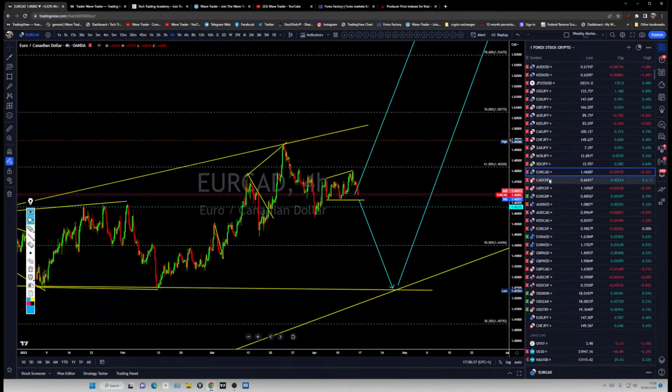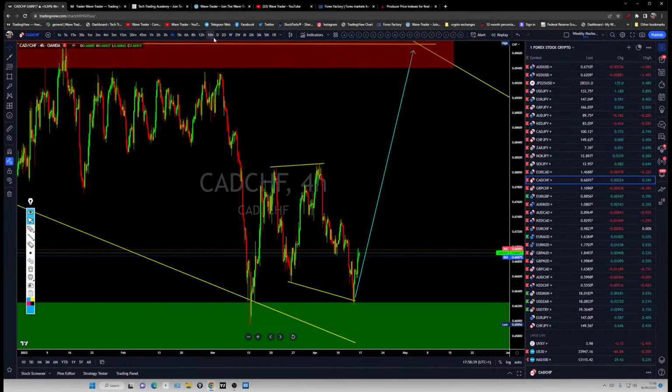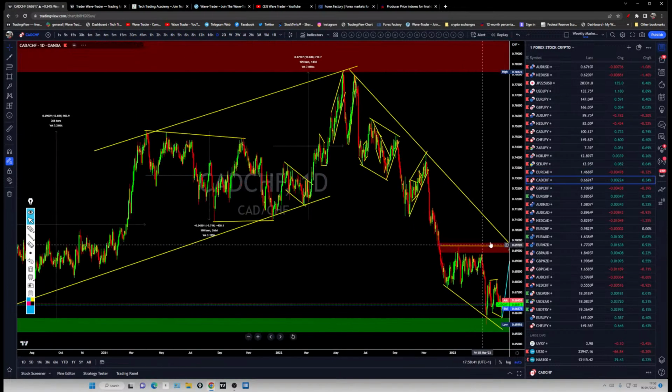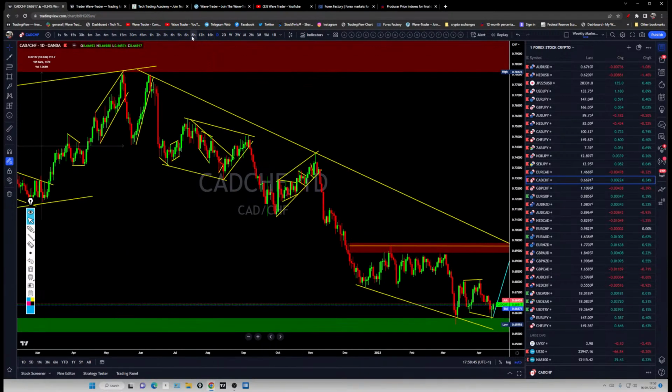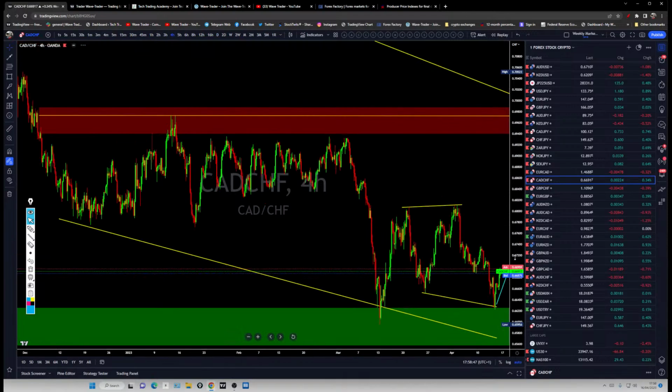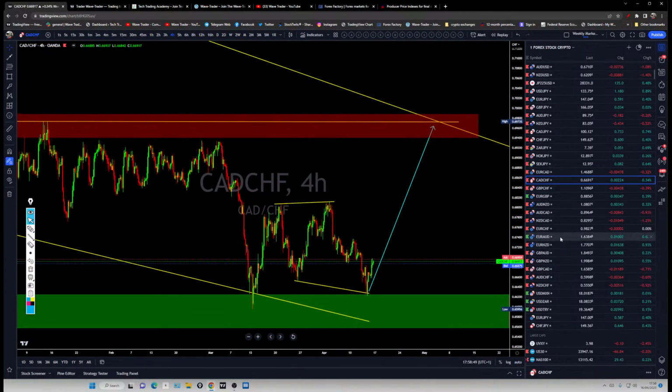Okay, so CAD CHF is also at a floor. So it's a short-term buy opportunity, but it's going to be against the trend. Okay, make sure you understand that. The Franc is very, very strong.